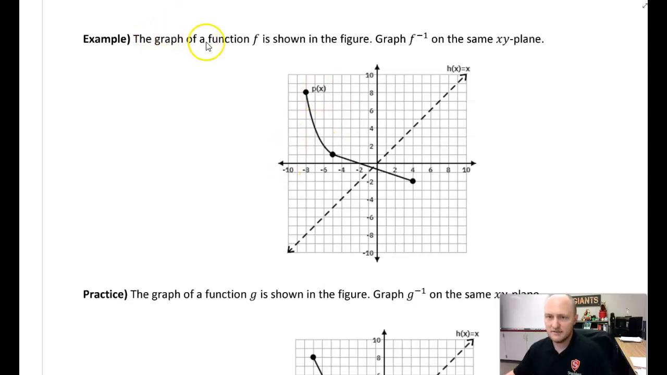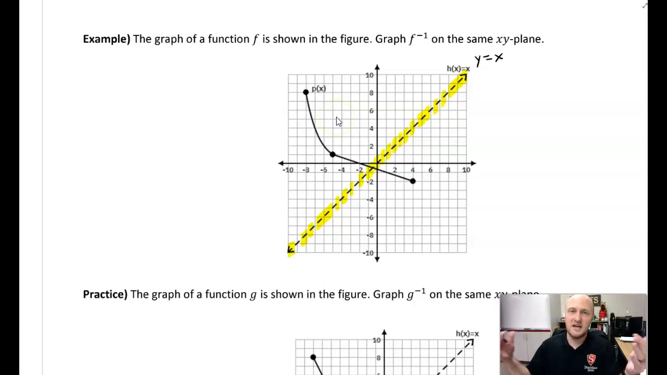They say the graph of the function f is shown in the figure, graph f inverse of x on the same xy plane. So what I want to note is that I have the function y equals x here. That is this dashed line that goes through here. This is the identity function, where if I switch these x and y values, I get the same exact function. And so our inverses are going to reflect. You can imagine a mirror. So imagine a mirror. Take this picture and flip it over. That's what your function's going to look like.